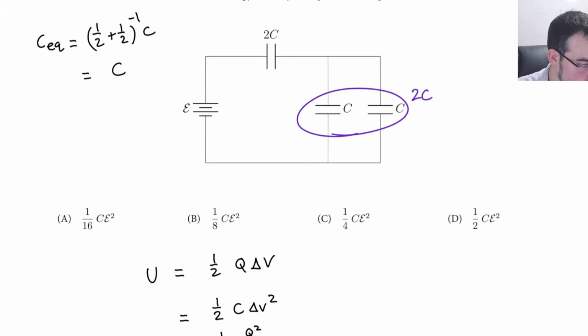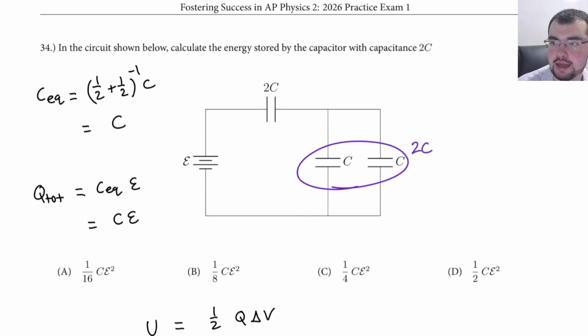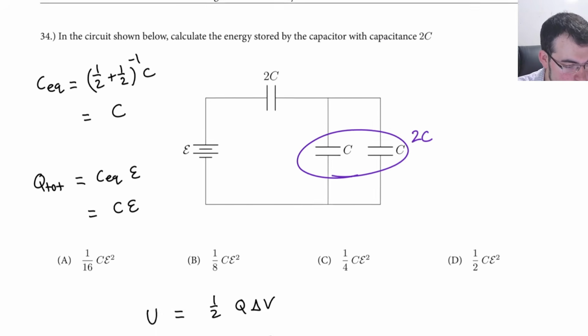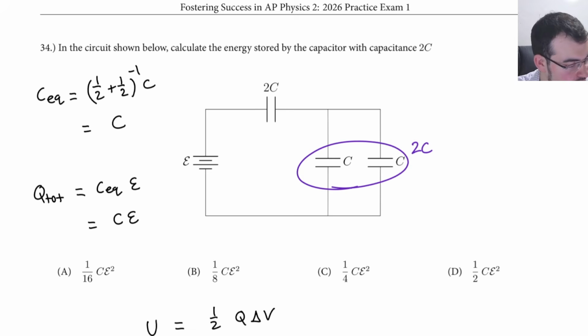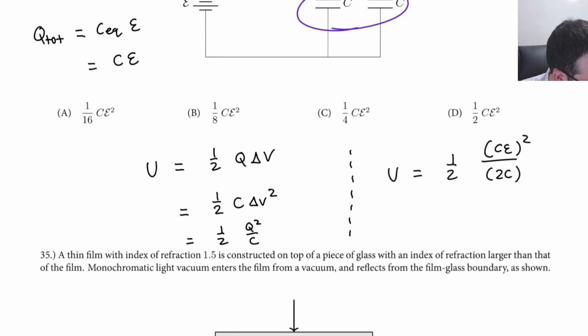So that means that we can find our total charge, because our total charge in series with the battery would be C_EQ times the battery EMF, or C times script E. And now we can just plug into one of these expressions, and it's definitely the easiest to plug into Q squared over C in this case, because we know that all of the charge from the battery is in series with the 2C capacitor. So there's no junction rule splitting yet. So we'll just say that U is equal to 1/2 times Q squared divided by C, which is 2C for that capacitor. So the coefficient is 1/4.